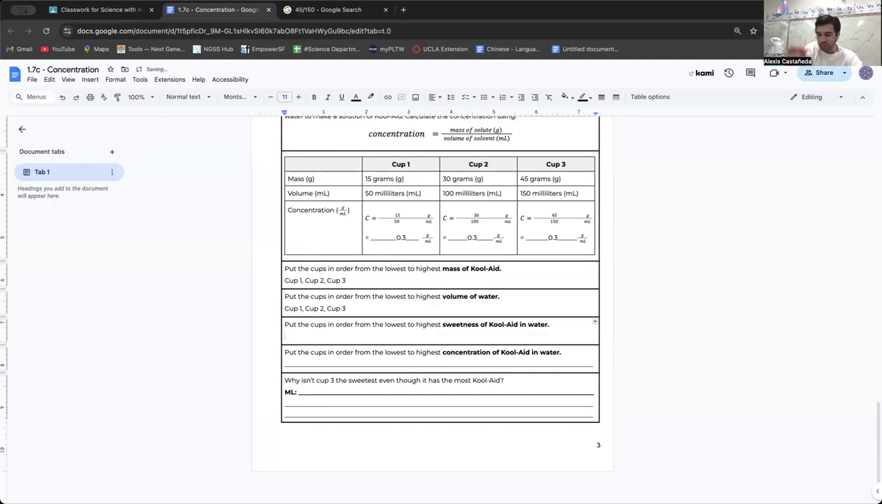What about in terms of their sweetness? You can actually taste these. And it is very sweet. If you taste all 3 of them, what you'll see is that they all taste the same. Cup 1 tastes as sweet as cup 2, which also tastes as sweet as cup 3. What about their concentration? The concentration of cup 1 is 0.3, the concentration of the second one is 0.3, and the concentration of the third one is 0.3. So all three have the same concentration.